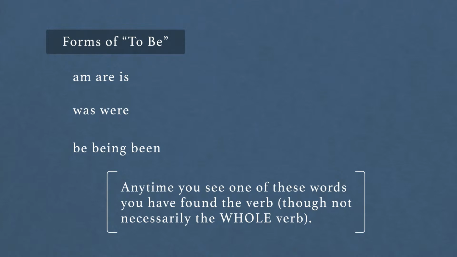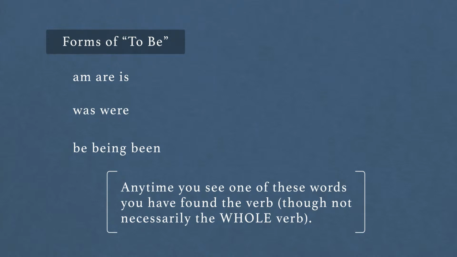Now, before we move on to the subject finder, I do want to say a word about to-be verbs. The most common verb in any language is the to-be verb. Now, I rarely ask grammar students or writing students to memorize anything, but I strongly encourage you to memorize the forms of to-be. And here they are. Am, are, is, was, were, be, being, and been.